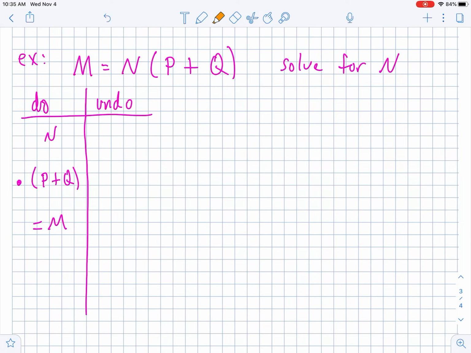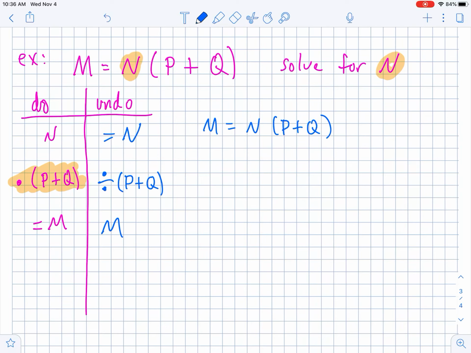All right, one last example for you guys. M equals n plus times the quantity of P plus Q. We are going to solve for n. So this one's kind of funny because it seems like there should be more to it. But if you look at why n is not by itself, it's really only because it's being multiplied with P plus Q. So if we do our undo table, you start with m, and then the opposite of times P plus Q is to divide by P plus Q. And then this should be equal to n.